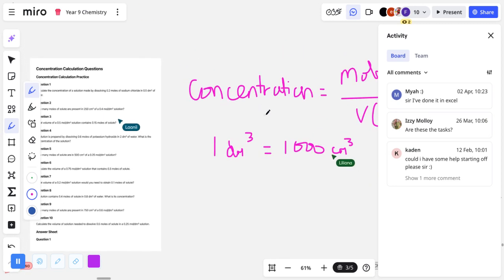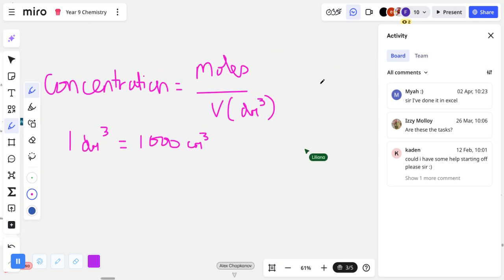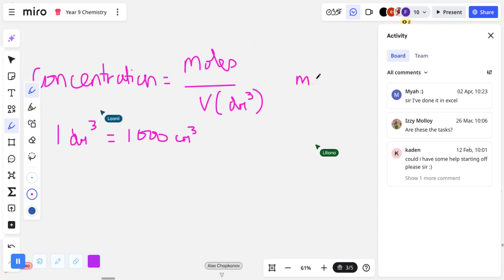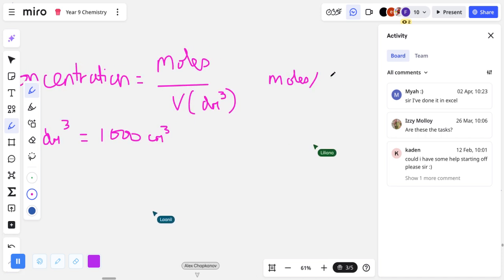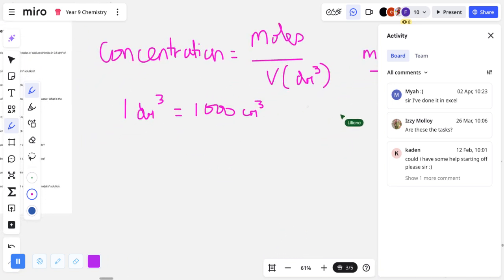The units of concentration are moles divided by dm cubed, and the way that I would write that on paper is moles divided by dm cubed. That's the GCSE way of writing it, because you can't write a fraction on one line, so we write it like this. The only other advice I'm going to give you is you've done enough to be able to convert dm cubed to centimetre cubed.